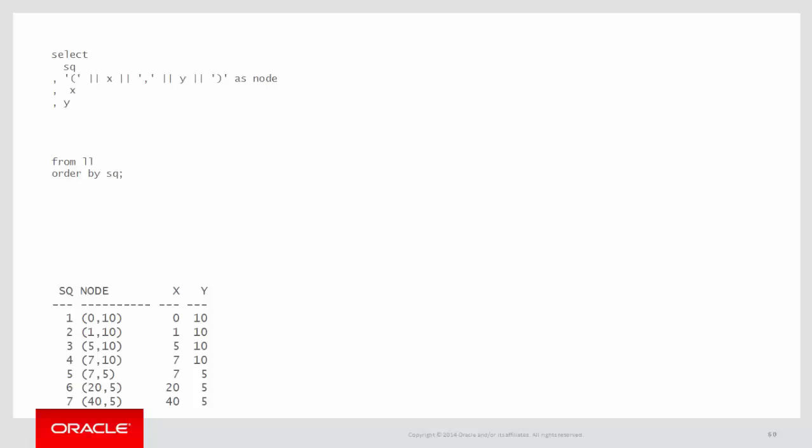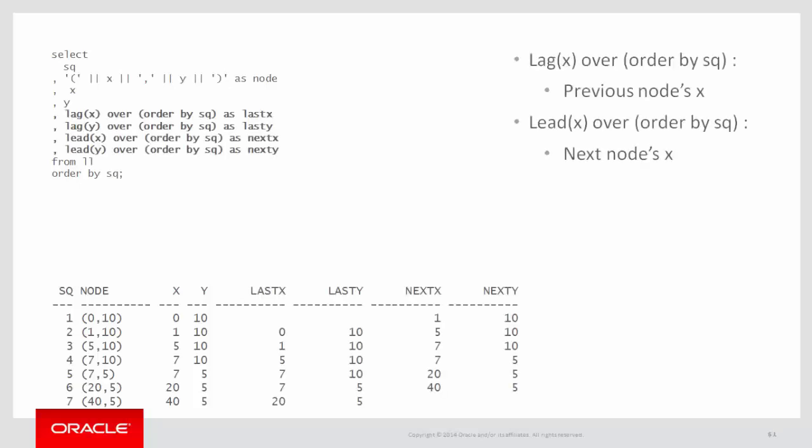Now let's add in the lag and the lead for the x and y over order by sequence number. Again, the lag x over order by sequence number gets us the previous node's x, and the lead x over order by sequence number gets us the next node's x, and the same for y. We can see that with a little bit of colored boxes here.